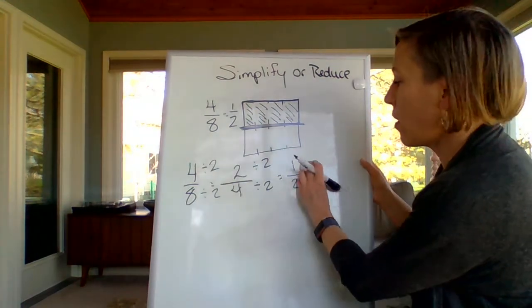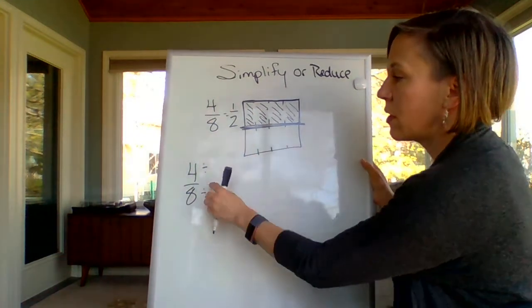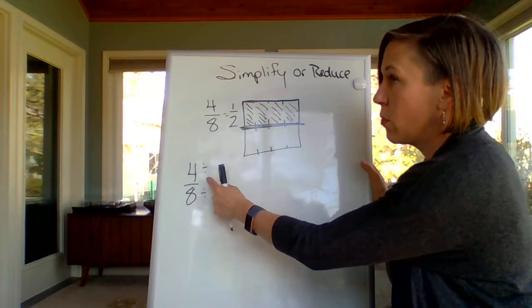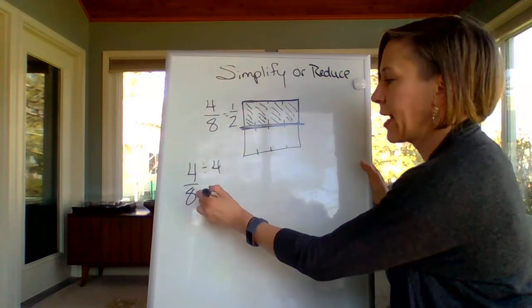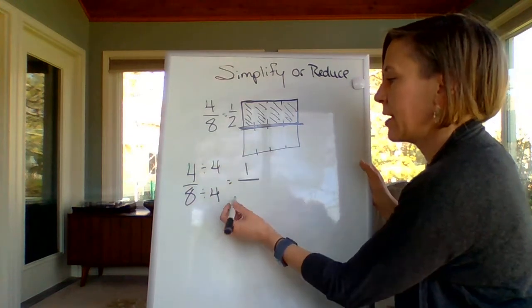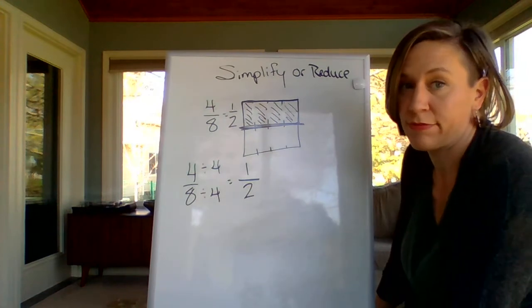Or I could have come all the way back to the beginning and said, if I know my facts pretty well, I can divide 4 by 4 and I can divide 8 by 4. And when I do that, 4 divided by 4 is 1, and 8 divided by 4 is 2. And I end up with 1/2.